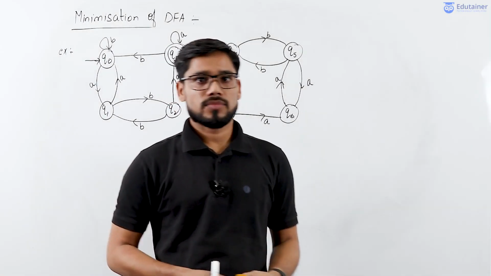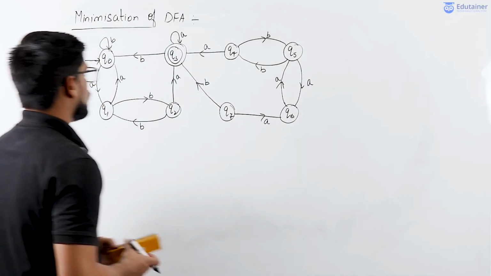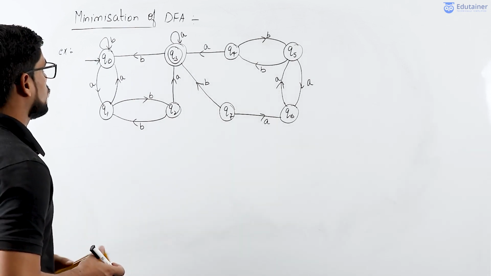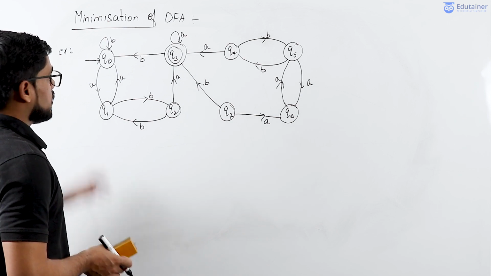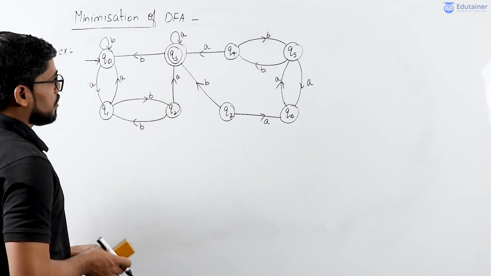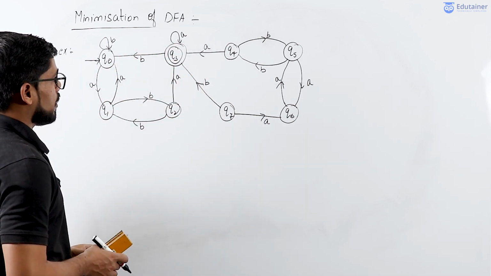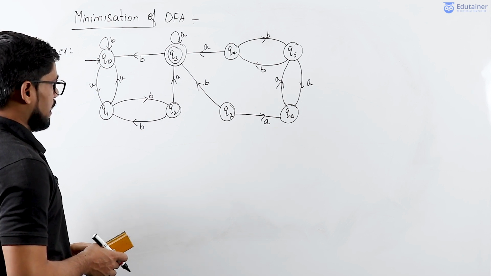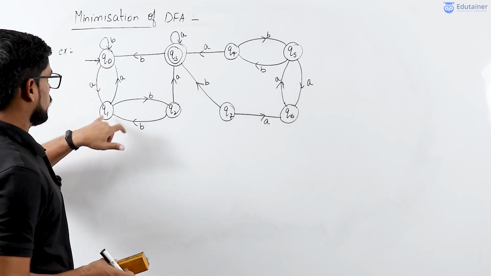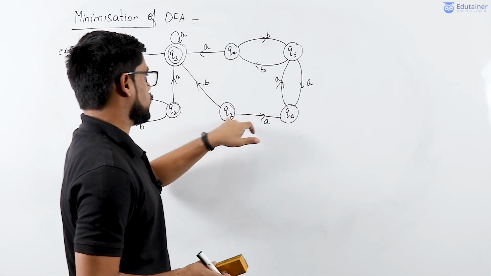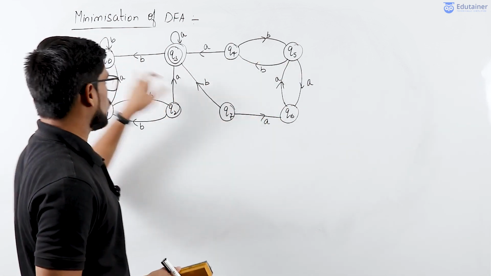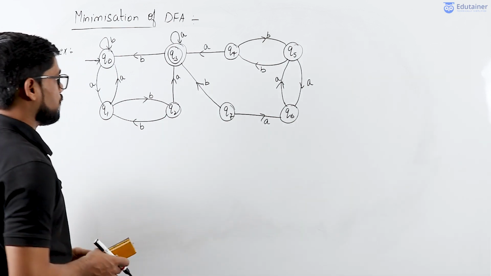Hi everyone. Let's take one more example to understand the minimization process. So in this particular DFA transition diagram, there are a total of 8 states: Q0, Q1, Q2, Q3, Q4, Q5, Q6, Q7. So Q0 to Q7, there are 8 different states.